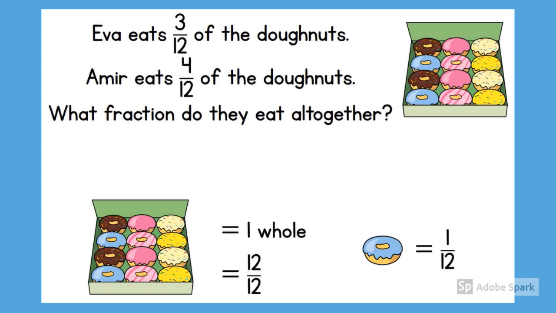So now let's look at this question. Eva eats 3/12 of the donuts and Amia eats 4/12 of the donuts. What fraction do they eat altogether? We can see that a whole is equal to 12 of the 12 donuts. Therefore, 1 donut is equal to 1/12.